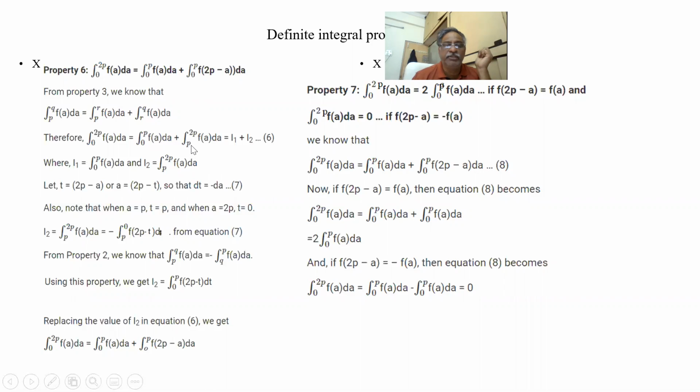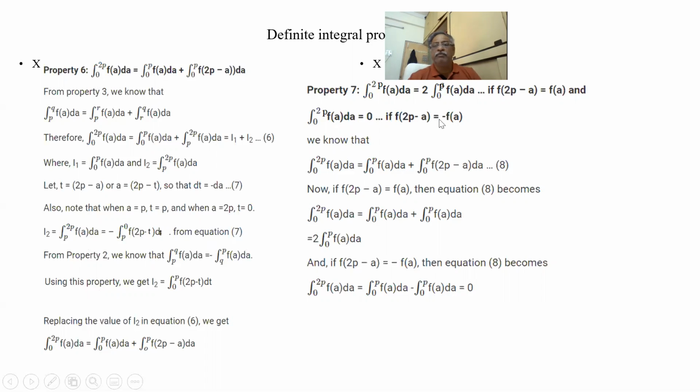So if I simplify to 0 to p format, then I'm getting 2p minus a by this substitution. So you can write it 0 to p f of a dA plus 0 to p f of 2p minus a dA, or this can be written as plus p to 2p f of 2p minus a dA, or p to 2p f of 3p minus a dA. Like that, we can use both the formulas.